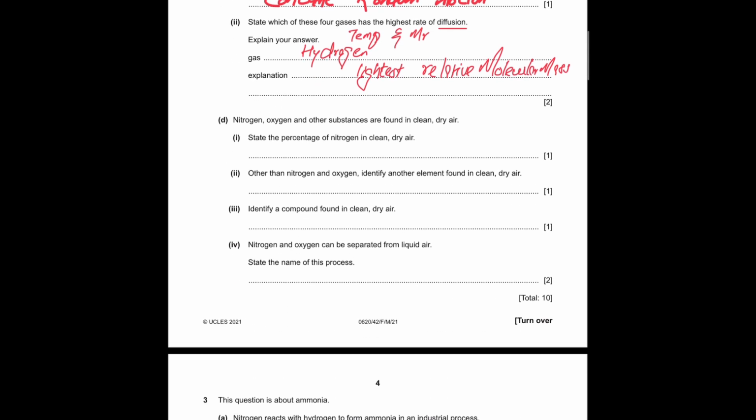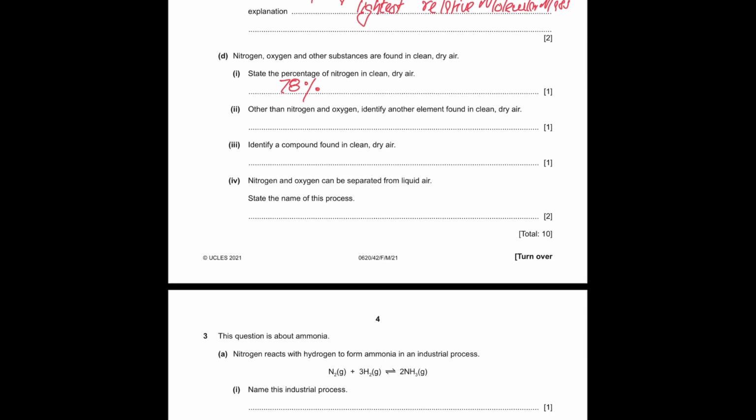So in part D, nitrogen, oxygen and other substances are found in clean dry air. State the percentage of nitrogen. The most present gas in air is nitrogen, so 78%. Other than nitrogen and oxygen, identify another element found in clean dry air, that is basically the noble gases. Noble gases are rare gases. You can say argon, neon, helium. These are the gases present in clean dry air.